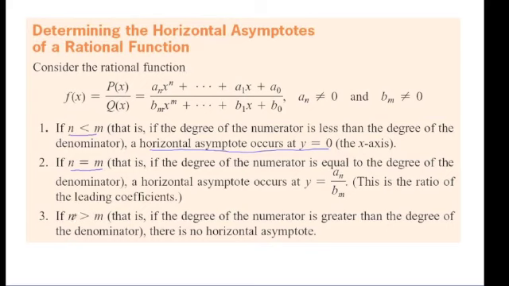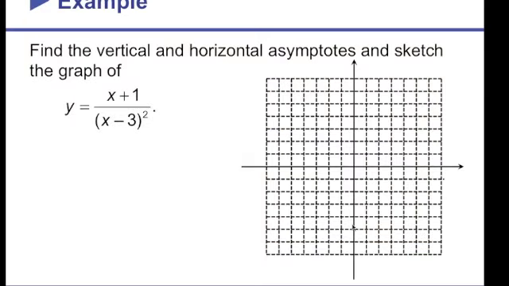However, if the degree of the numerator is greater than the degree of the denominator, there is no horizontal asymptote. At that time, we actually have what's called a slant asymptote. Now let's do some practice of finding the various asymptotes.